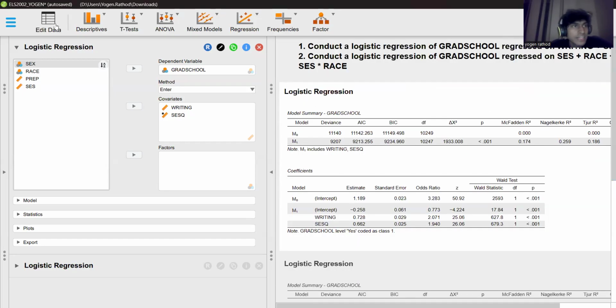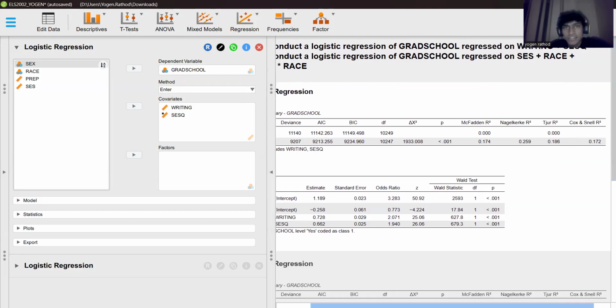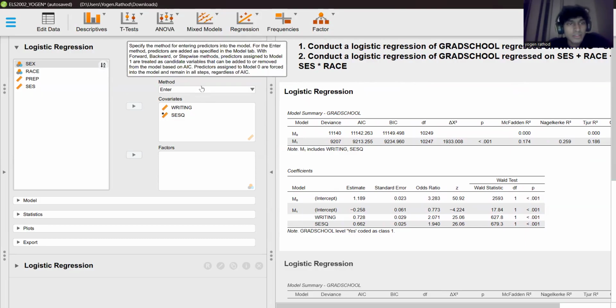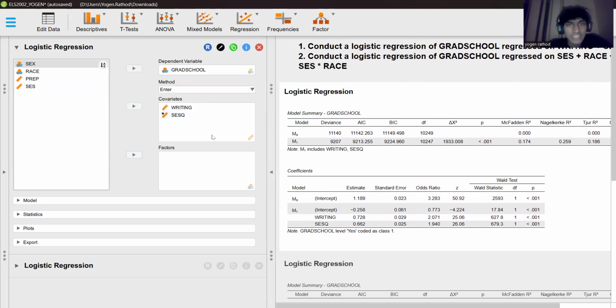So we are using the data set ELS 2002 and we have two questions. I will go with the first question: conduct a logistic regression of grad school regressed on writing plus SCSQ. So we are using the logistic regression. I have taken the dependent variable as grad school, the method as enter, and the covariates to be writing and SCSQ.